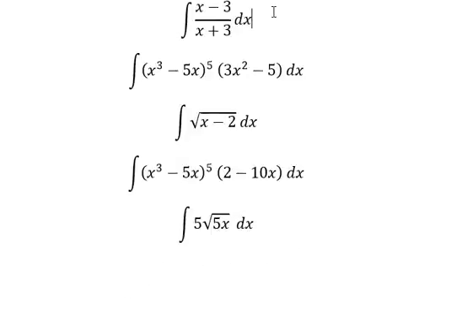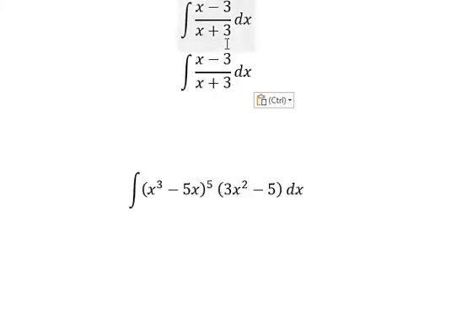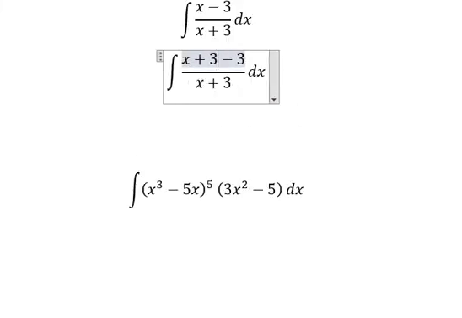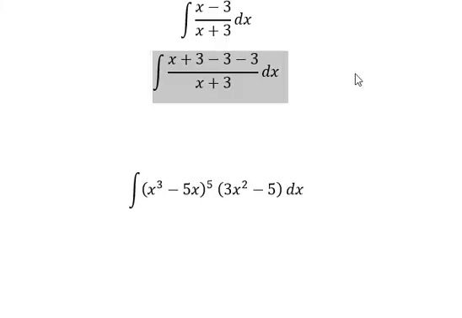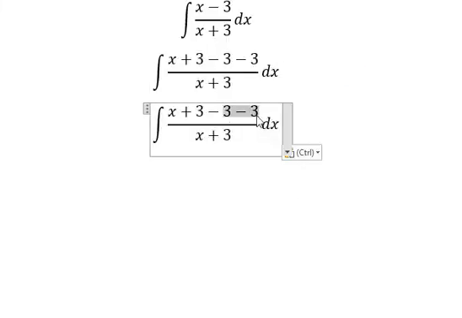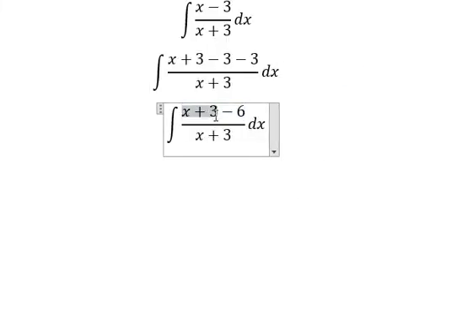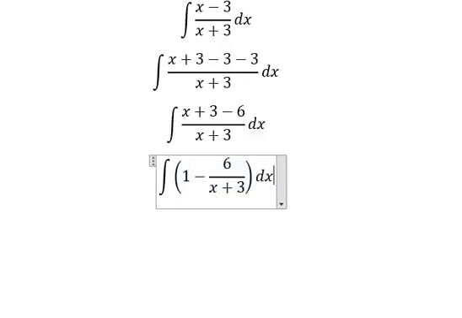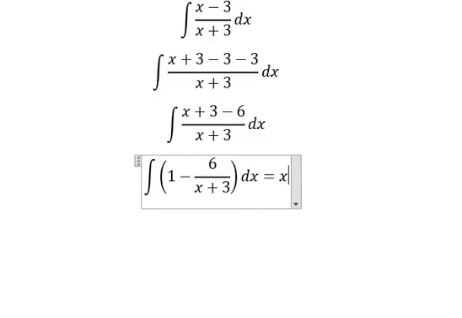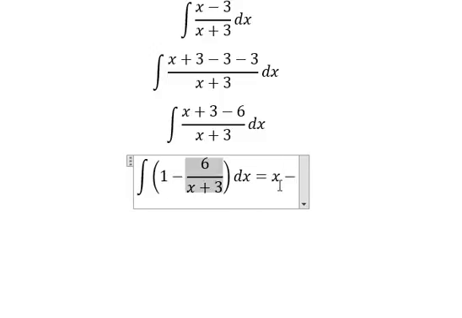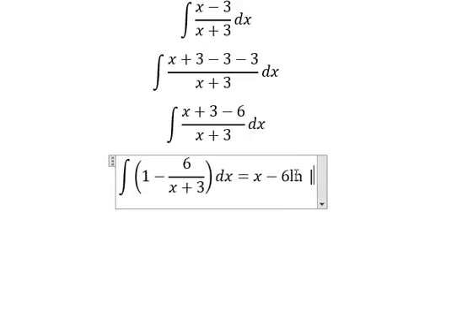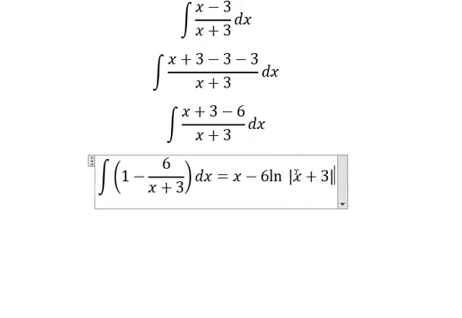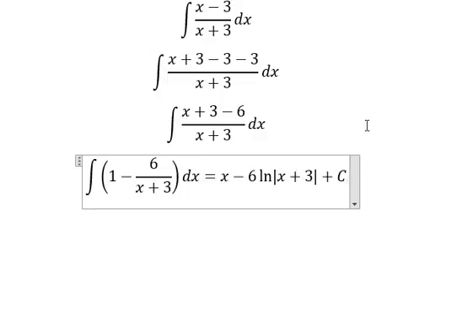Next, about this one, I will add number 3 here. Later we need to subtract 3. So this one we have negative 6. S plus 3 divided by s plus 3 gives 1. The integration of 1 is s. The integration of this one is 6 ln of the absolute value of s plus 3, plus c.